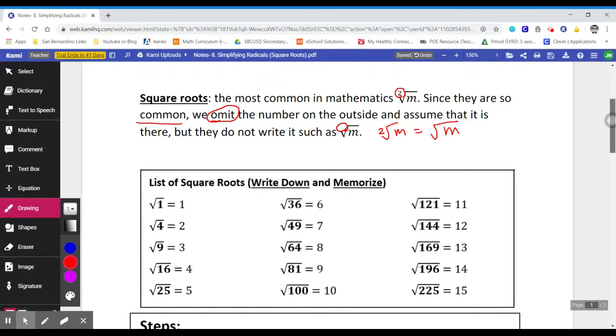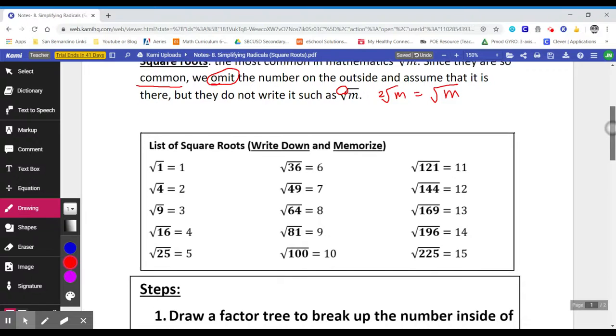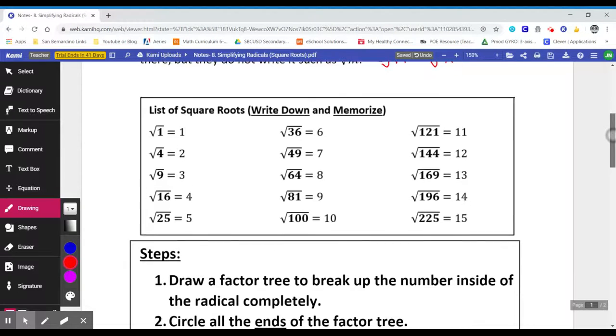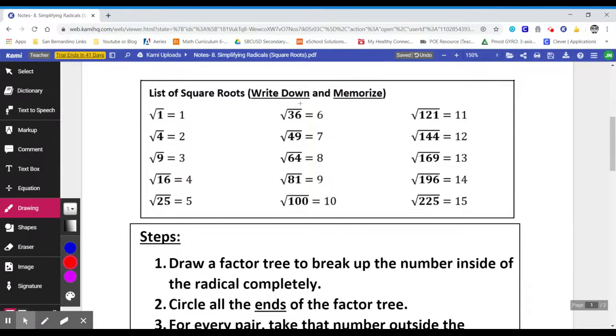Now, that being said, I mentioned a table to you guys in the past. This is the list of all square roots that you should already have memorized, so you should already know this. So the square root of 1, square root of 4, square root of 9, square root of 16, all the way through the number 15. These are all perfect squares. Why do you need to know this? Because every now and then you have something that's a perfect square, and it saves you a lot of time and effort if you know the table of square roots. So if you don't know it, you might want to jot these down real quick.